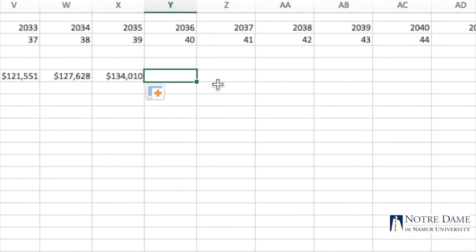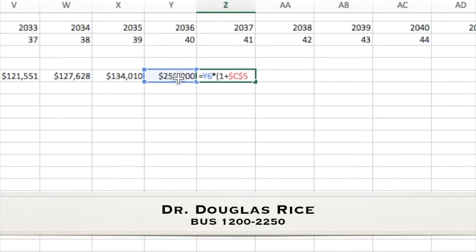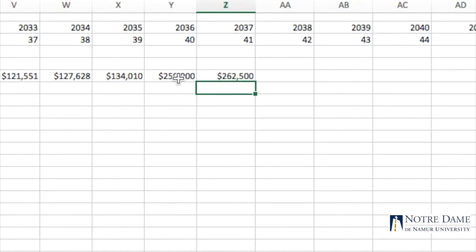Ooh, you are now in charge. You are now CEO. 250. Whoops, that's 25. 250. And what's going to be here? Equals what? Previous cell times parentheses 1 plus $C$6, end parentheses, done. Right? Yes? Easy. So we like the dollar signs because then we can drag.